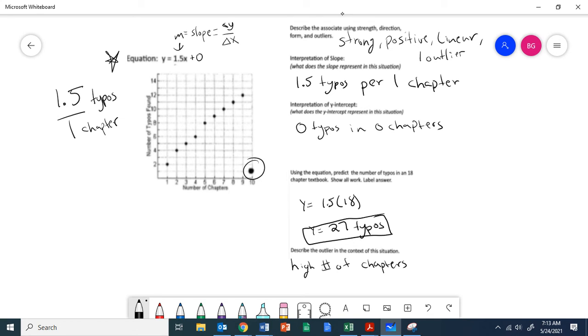But in this case, we have a low number of typos. So I'm just going to say, but a low number of typos. That's what makes this one unique, because usually the more chapters we have, there's more typos. But this one, instead of having a high number of typos as well, we have that low number of typos. And that's how we would describe this outlier to make it more unique. I'm not going to worry about the numbers because we're not always going to be able to tell. I would just say, in this case, a high number of chapters, but a low number of typos.